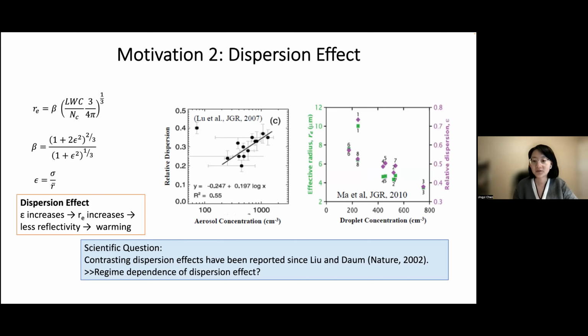However, the relationship between aerosol number concentration and the relative dispersion is elusive. Some observations show positive relationships, as the left figure shows, but others show a negative relationship. So the first scientific question this work will answer is whether the regime dependency of the dispersion effect helps to explain the contrasting dispersion effect.